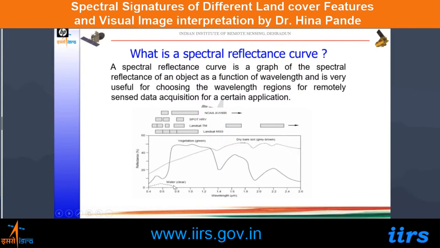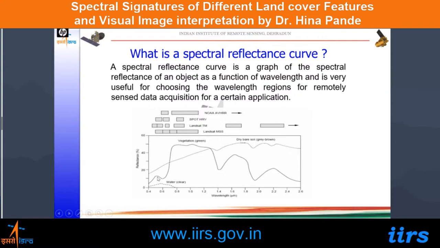By the time it reaches the infrared region, all of its energy is absorbed. So clear water in the infrared region will give us a very dark response or signal or signature. So when we see clear water in the infrared band of the image, it will be a dark feature.